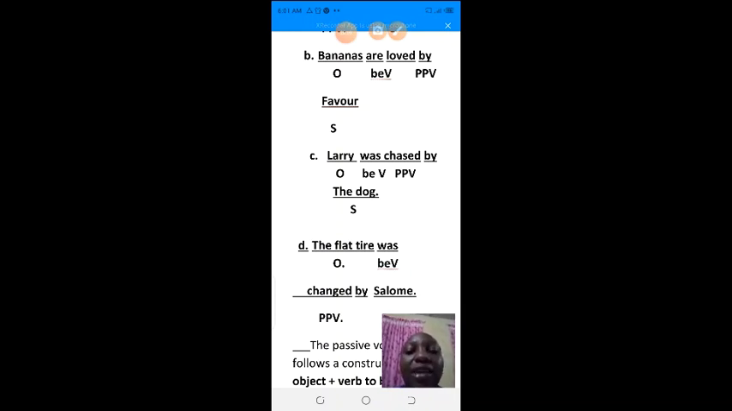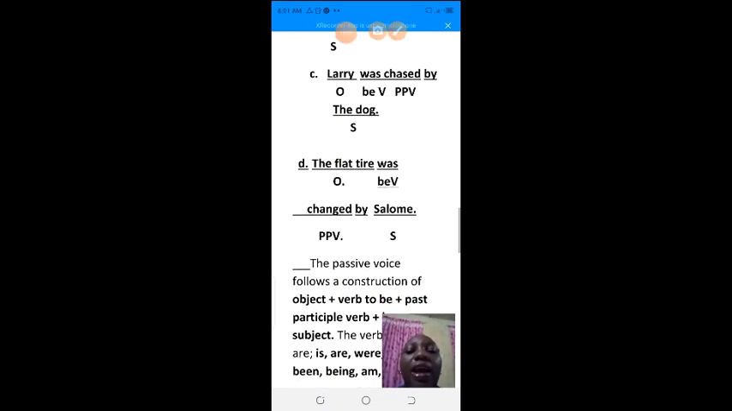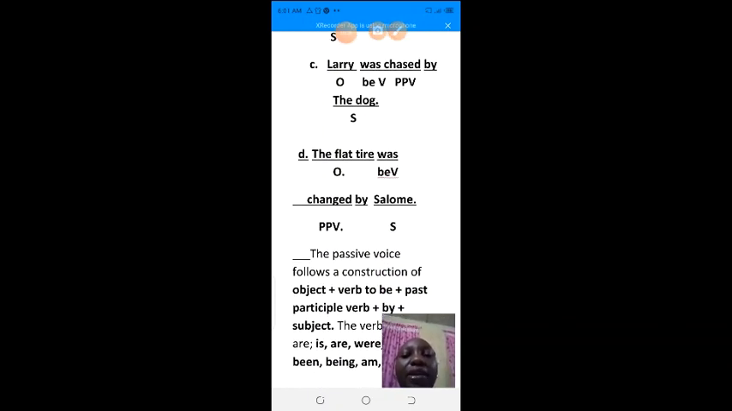Bananas is the object. Are is a verb to be. Loved is the past participle of love. And then by is the preposition and Favor is the subject. Larry was chased by the dog. Larry is the object, which comes first in the passive. Was is the verb to be. Chased is the past participle form of chase. By is the preposition, and then the dog is the subject.